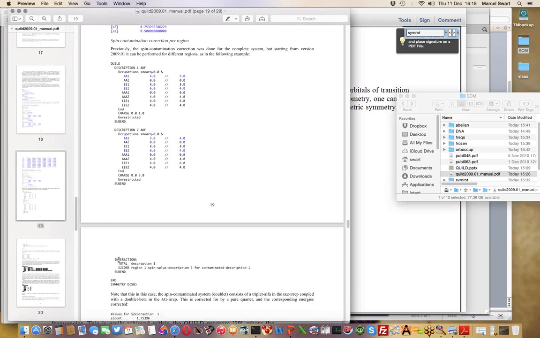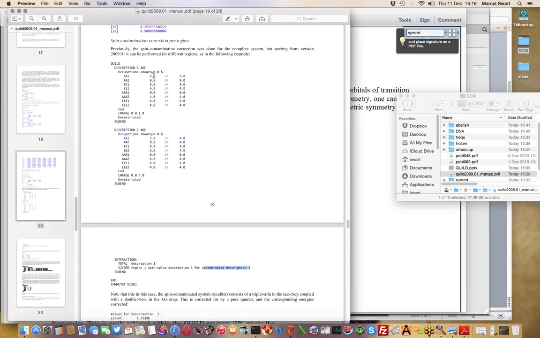So then again, you have this interactions block where you describe the total system, which corresponds now to your contaminated system, and then use the S2 correction line to indicate that for region 1, so this is your whole system, you want to replace the contaminated description and instead put the description for your spin plus. This is indicated as well here.